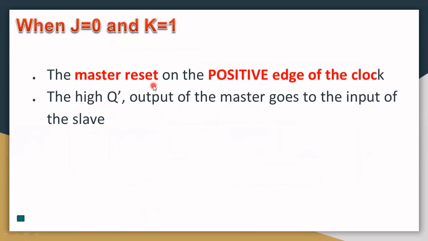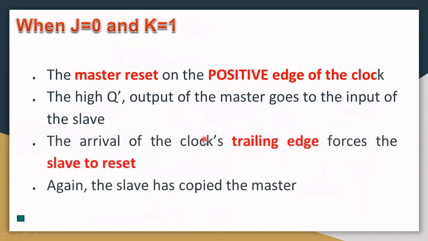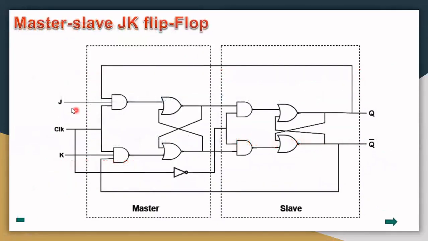Master goes to reset state during the positive edge of the clock. The Q output of the master goes to the input of the slave. Therefore, whatever the output may be, it just passes to this slave. The arrival of the clock's trailing edge, or the negative edge, forces the slave to reset. Again, the slave has copied the master. That means when J is equal to 0, K is equal to 1, that is called a reset state.